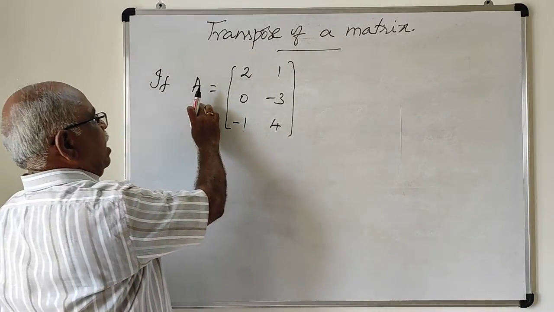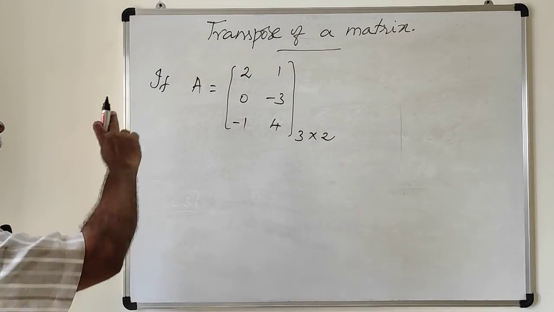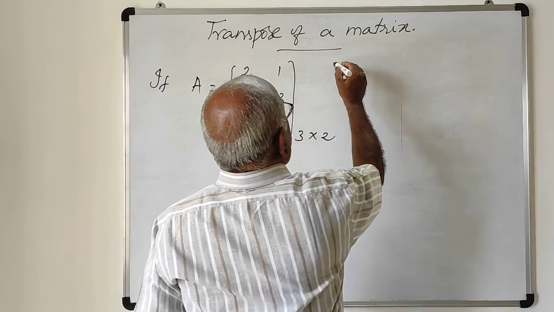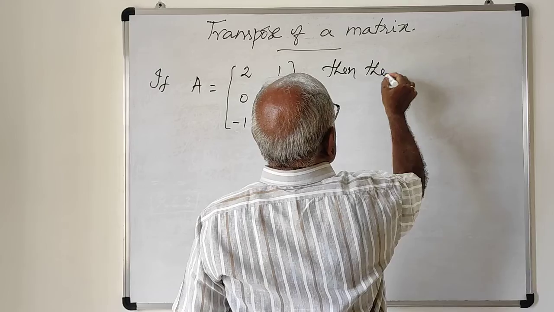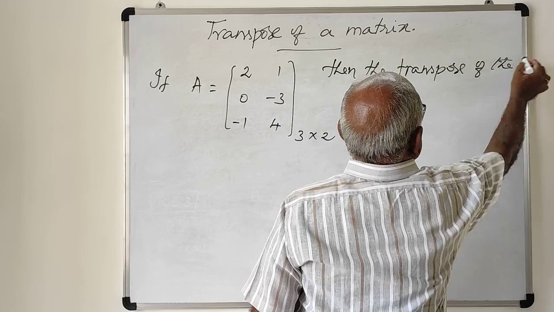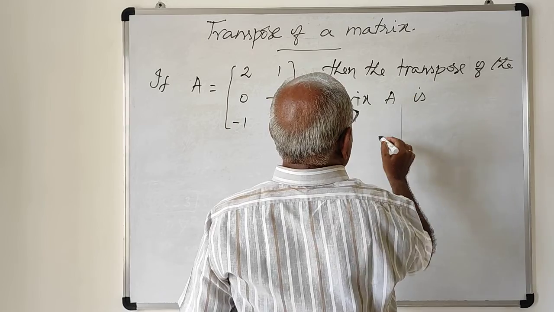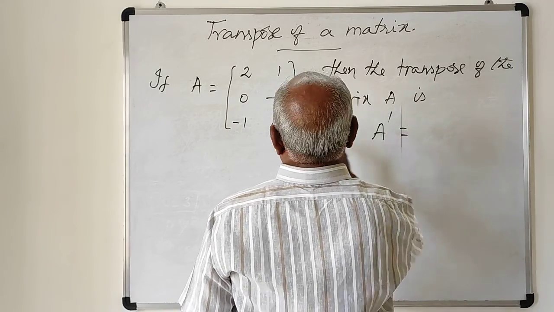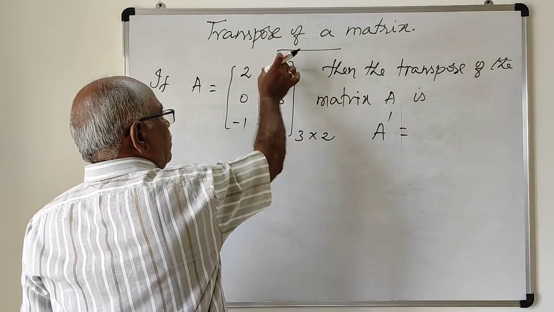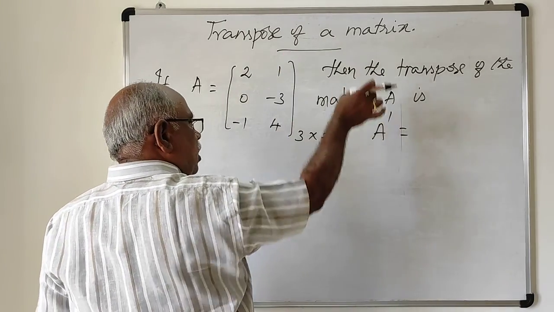This is a matrix A of order 3 by 2, 3 rows and 2 columns. Then the transpose of the matrix A is denoted by A dash. The columns become rows, interchanging the columns into rows or the rows into columns.